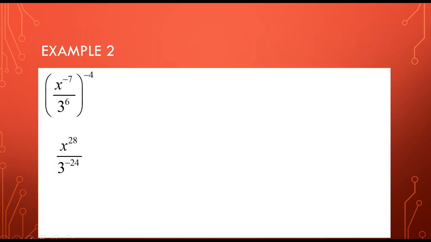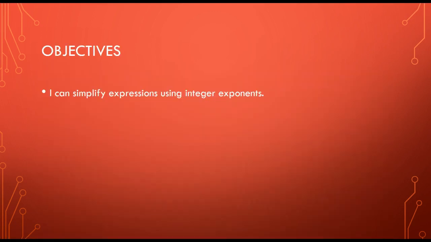Again, we do not typically leave negative exponents as a final answer, so I would simplify by taking that reciprocal of 3 to the negative 24th, moving that down to the denominator, and making that 3 to the 24th positive. So, those were two examples to help illustrate how you can simplify expressions using integer exponents.